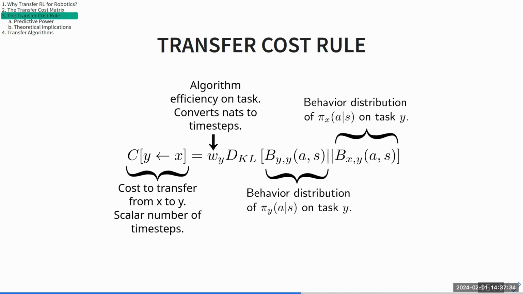Sorry, to compute B_YY, you need to train pi y, or collect demonstrations of the task, right? Okay. Because if you have trained it, then you don't care about transferring from X to Y anymore.